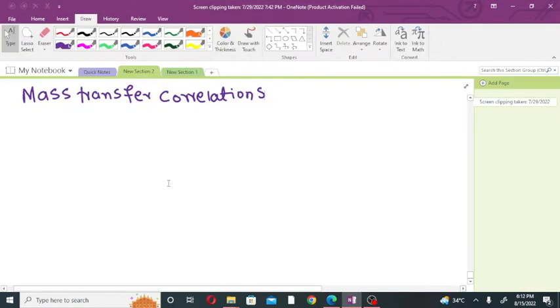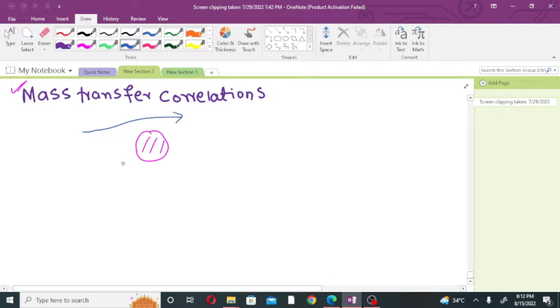Hello everyone. In this lecture we will discuss the mass transfer correlation. In the previous lecture we discussed diffusion through a stagnant layer. We discussed that there was a spherical catalyst pellet and a fluid passing around the spherical catalyst pellet.